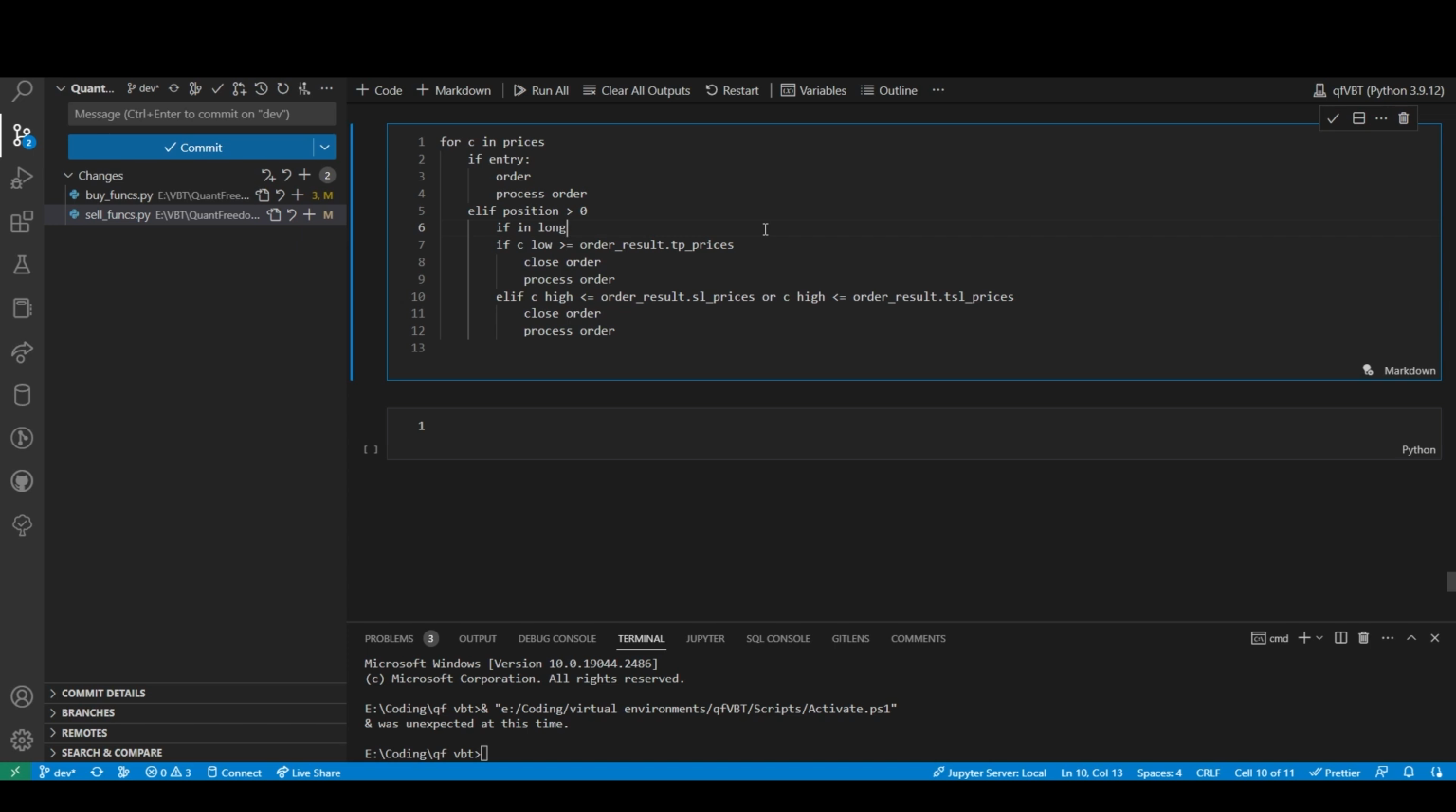how do I know if I'm in a long or not? If order dot, if order type equals long entry, then you do this.